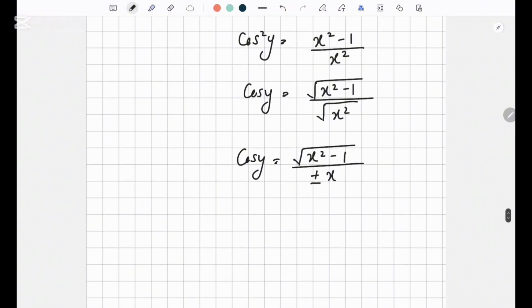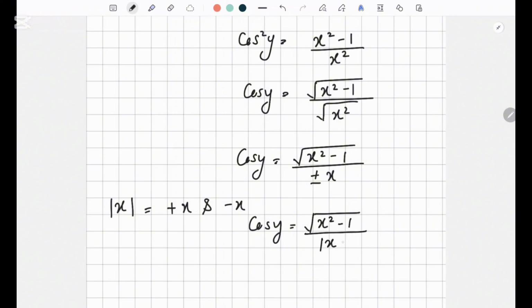Okay, so I want to show you guys something. Modulus x equals plus x and minus x, right? Because you have two options. You can either put a positive value for x or a negative value for x. You get the same answer, right? So if you put minus 1 for x, you get 1. And if you put 1 for x, you get 1. It's the same thing. So you can say plus or minus x is modulus x. Okay? I hope you all understood that. If you guys have any doubts with that, please drop a comment. So cos y equals root x squared minus 1 over modulus x.